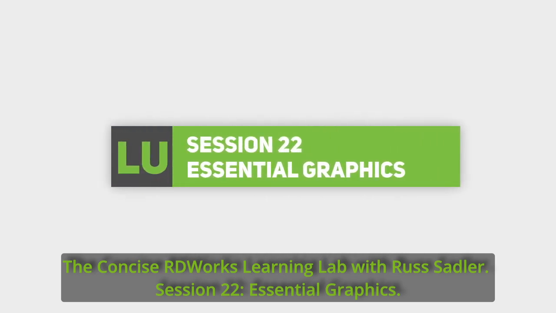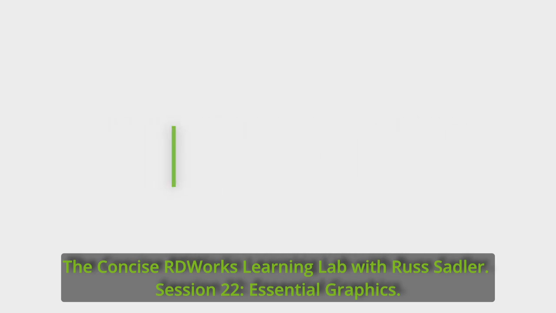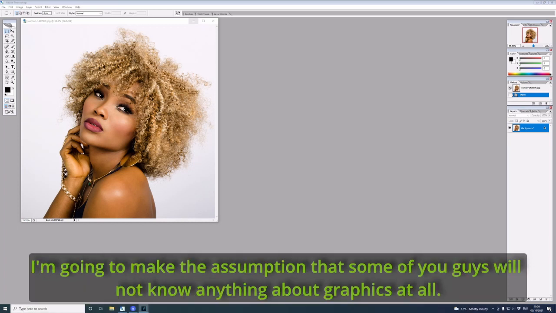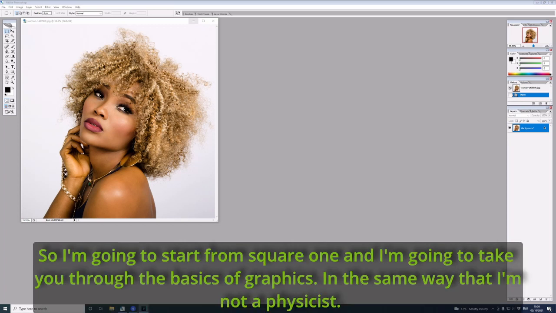Session 22, Essential Graphics. Today we're not going to go anywhere near the machine, because the next 3 sessions that we're going to be tackling are all about graphics. I'm going to make the assumption that some of you will not know anything about graphics at all. So I'm going to start from square one and take you through the basics of graphics.